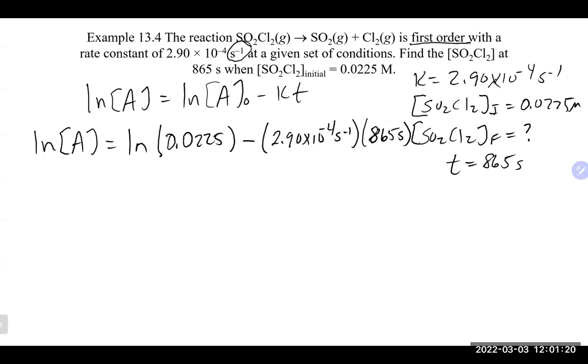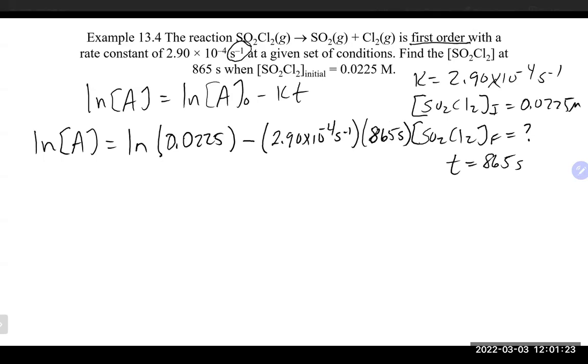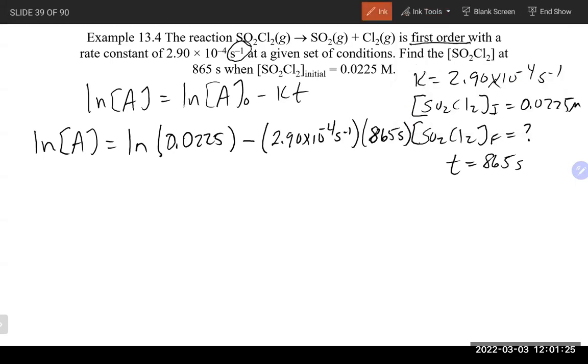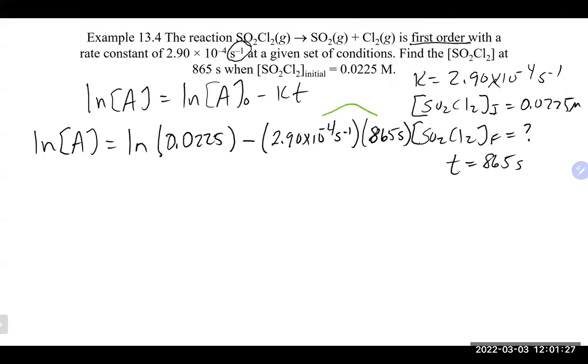Now, something that you should note is you always want to be careful in this part right here. It's very common that sometimes the time is given to you in different units than the rate constant. Because the rate constant really has a unit of time, you want to make sure that both of those are always the same units. A lot of times they may be different, and if they are different, you've got to get them into the same units.